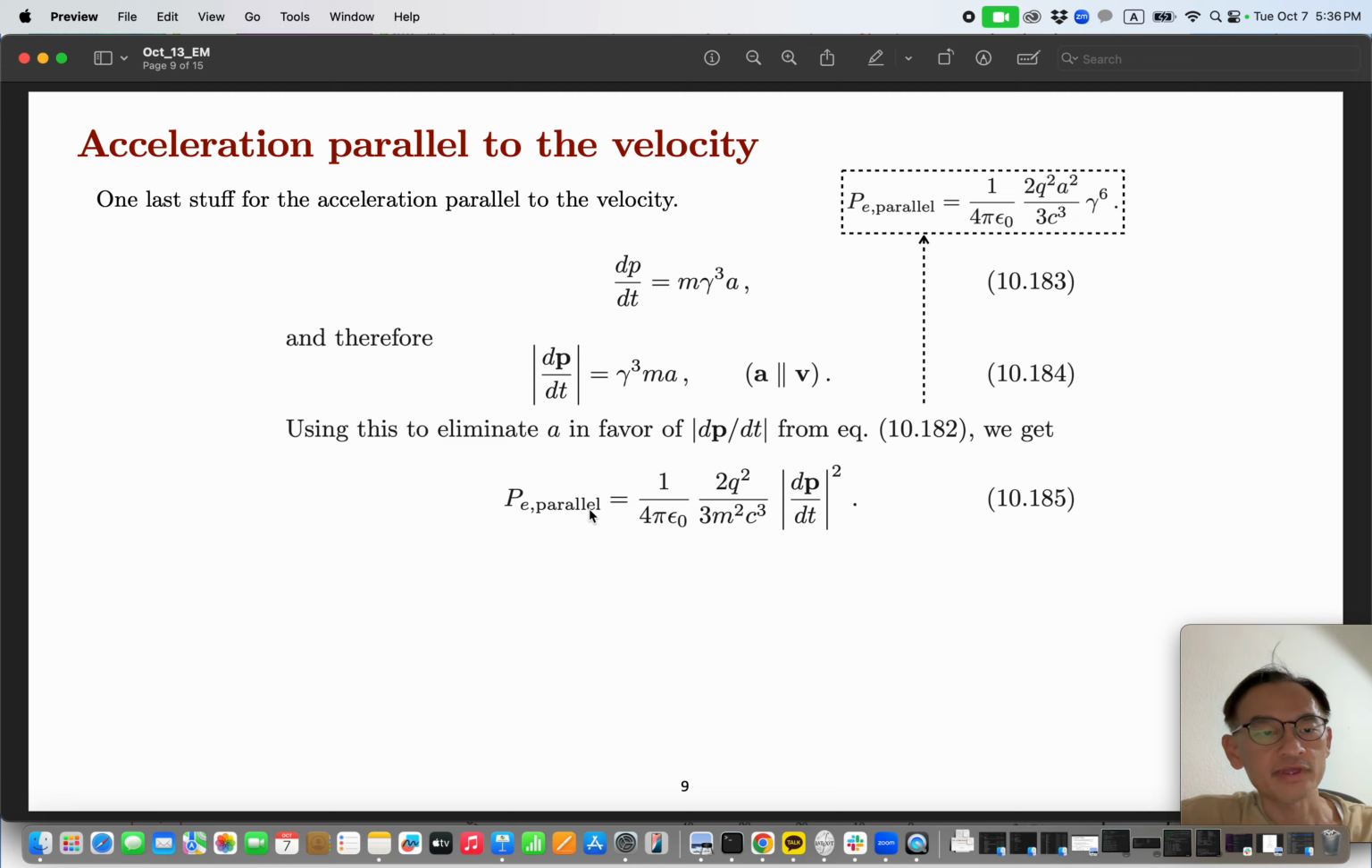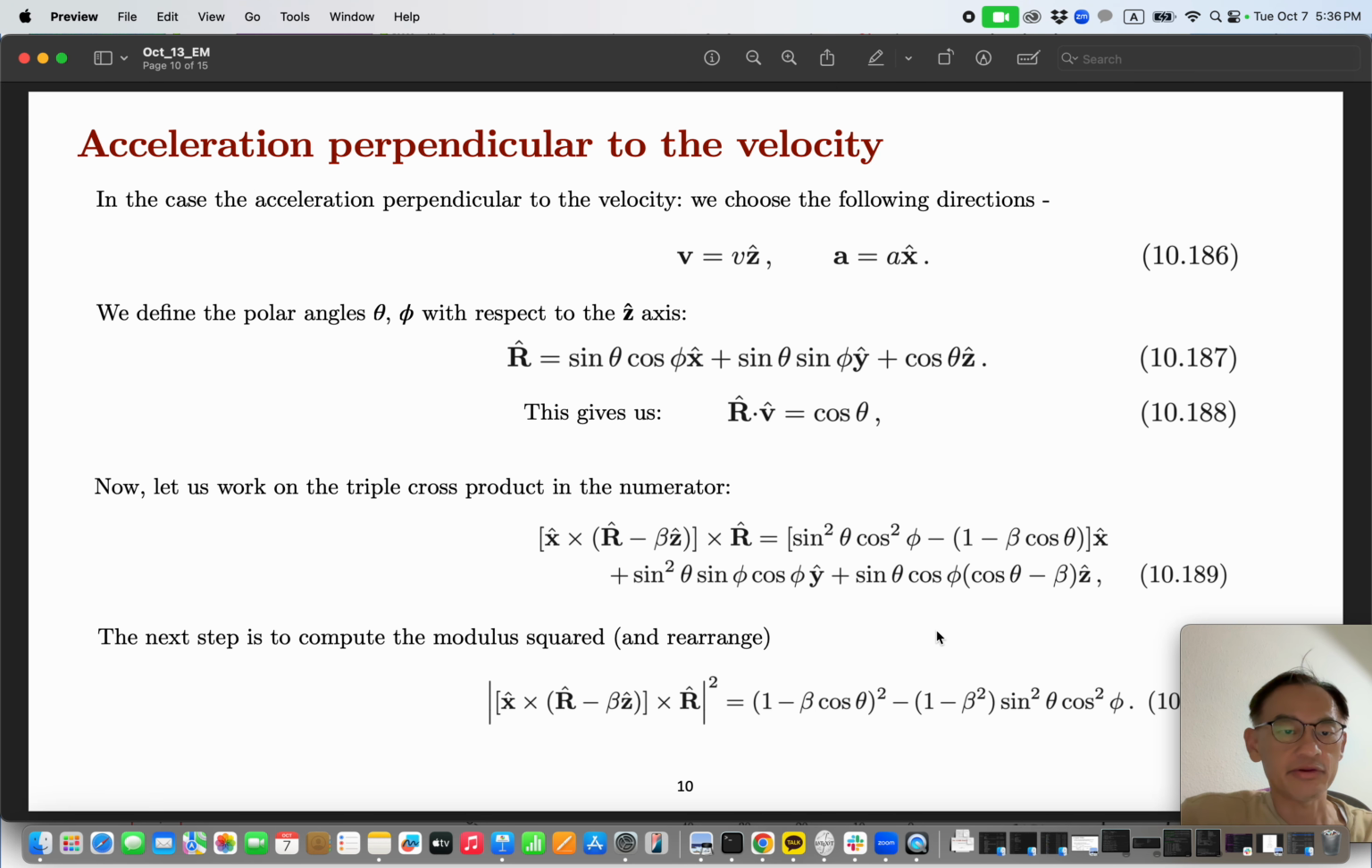So now we can have the total power for the acceleration parallel to the velocity in terms of all the constants, charge and everything is constant, and only the momentum change squared. So if you look at the total radiated power in terms of momentum change, it's proportional to the momentum change squared. So let's remember this part because we want to compare with acceleration perpendicular to the velocity at the end. Okay, so that's all for the case when acceleration is parallel to the velocity.